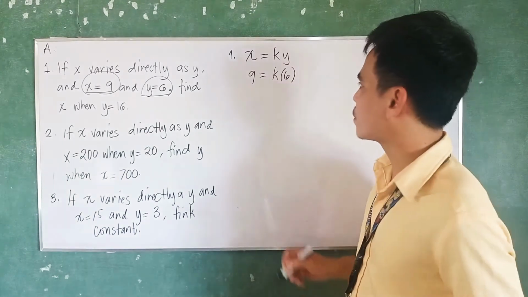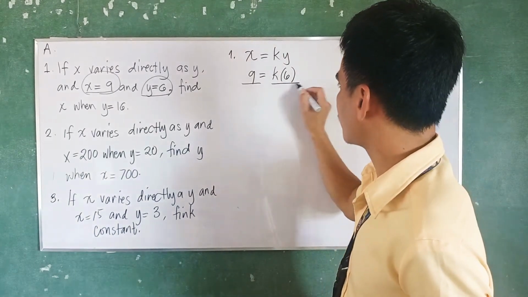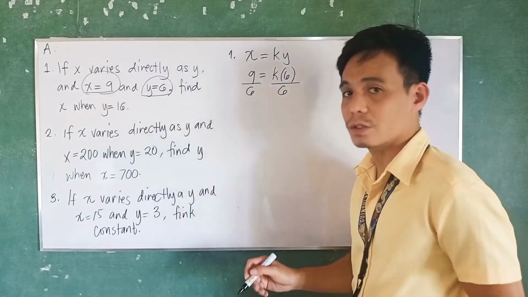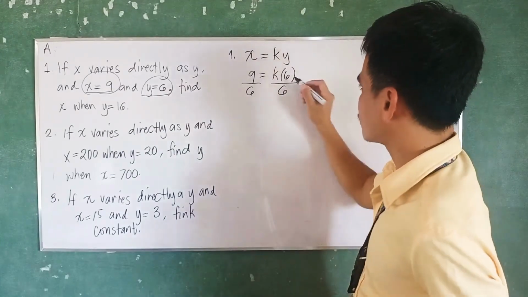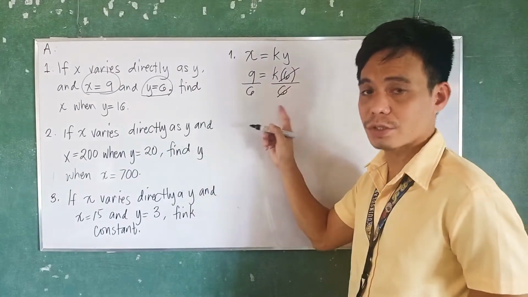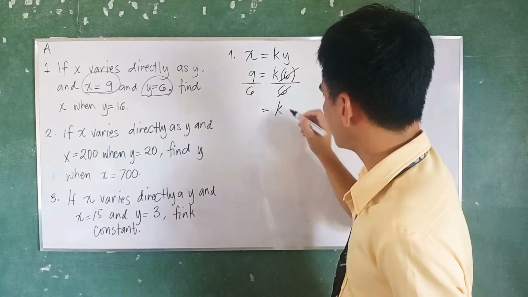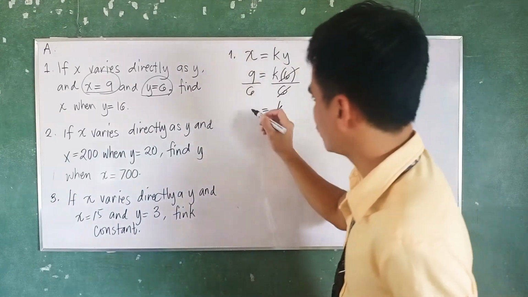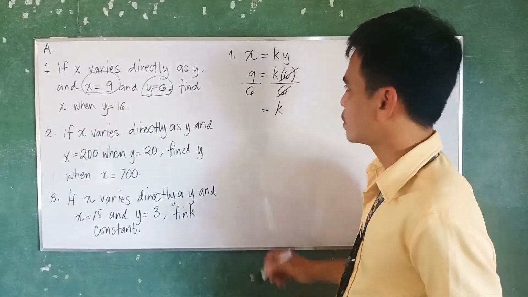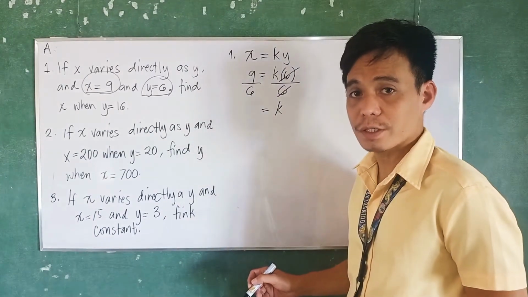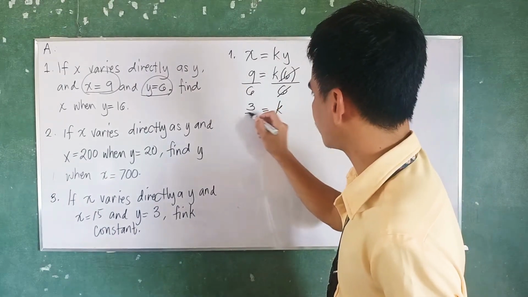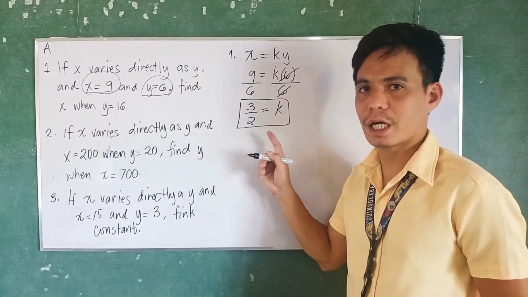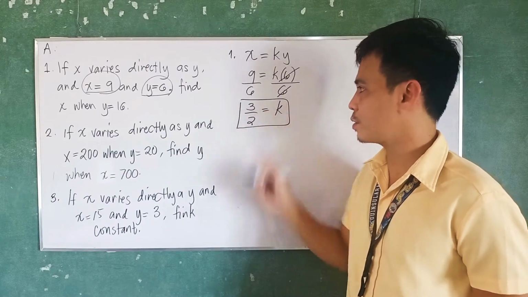To get the value of k, just divide both sides by the coefficient, which is 6. Okay? So I hope you follow, guys. So this will be cancelled out. 6 divided by 6 is 1. So therefore, k is what remains, and 9 over 6. So 9 over 6 we can simplify. We can divide both by 3. So therefore, this is 3 over 2. There you have it, our answer for the constant. So k is 3 over 2.